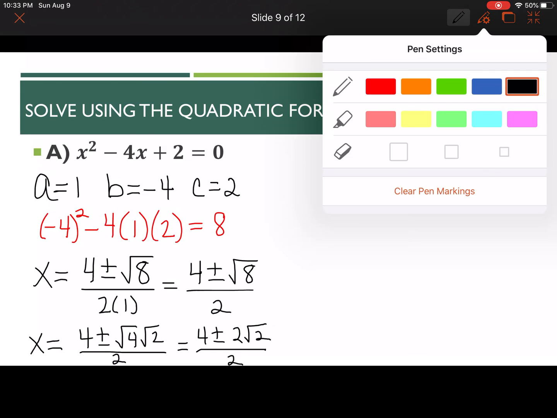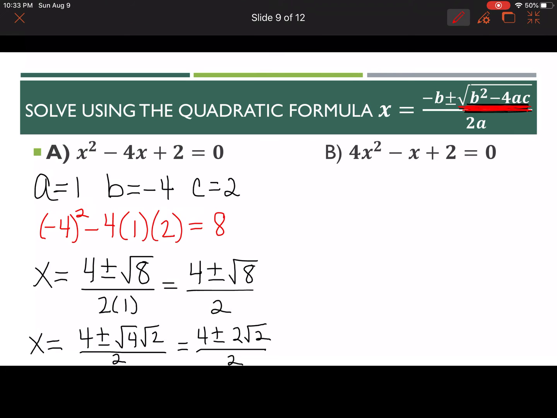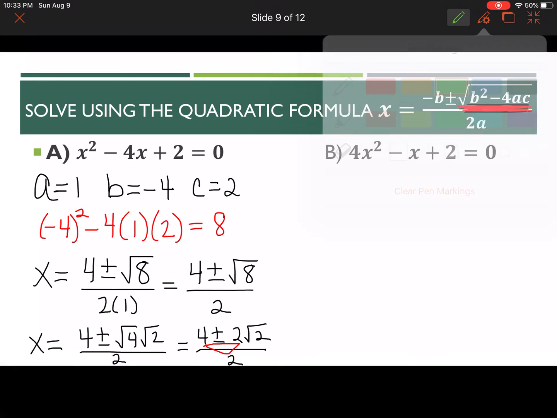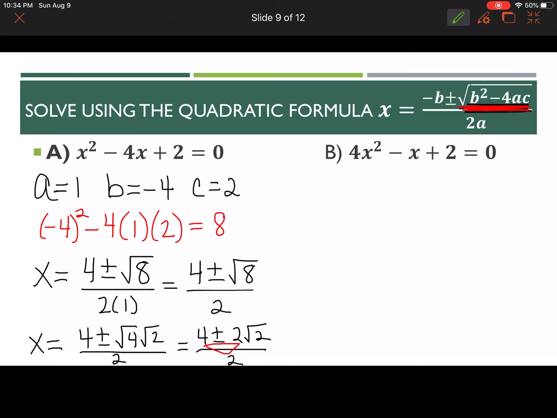Our last step here is to simplify. We're going to look at our triangle, those three numbers, the 4, the 2, and the 2 in the denominator, not the 2 underneath the square root, to see if we can simplify that even more. And we can, because we can divide those numbers by 2. Our final answer is x equals 2 plus or minus the square root of 2. That is where the x-intercepts are on that parabola.